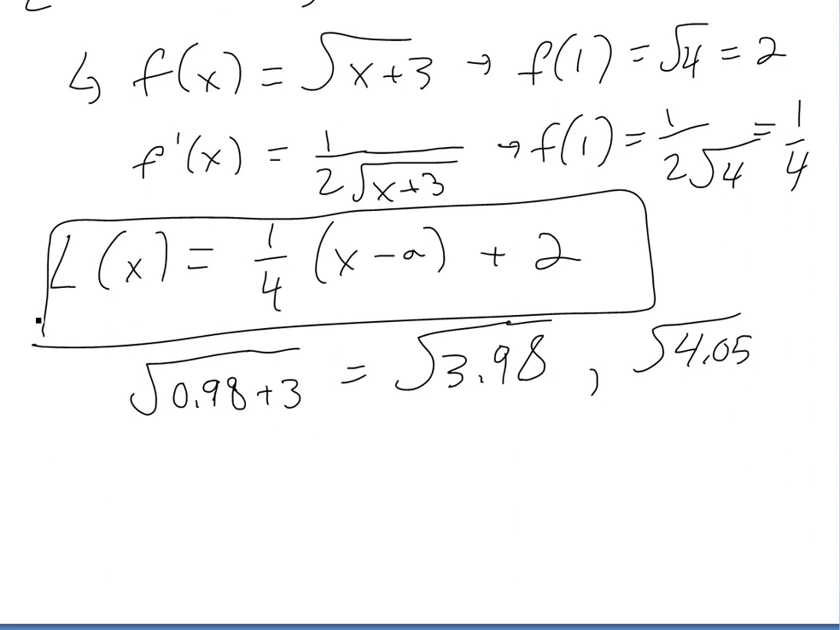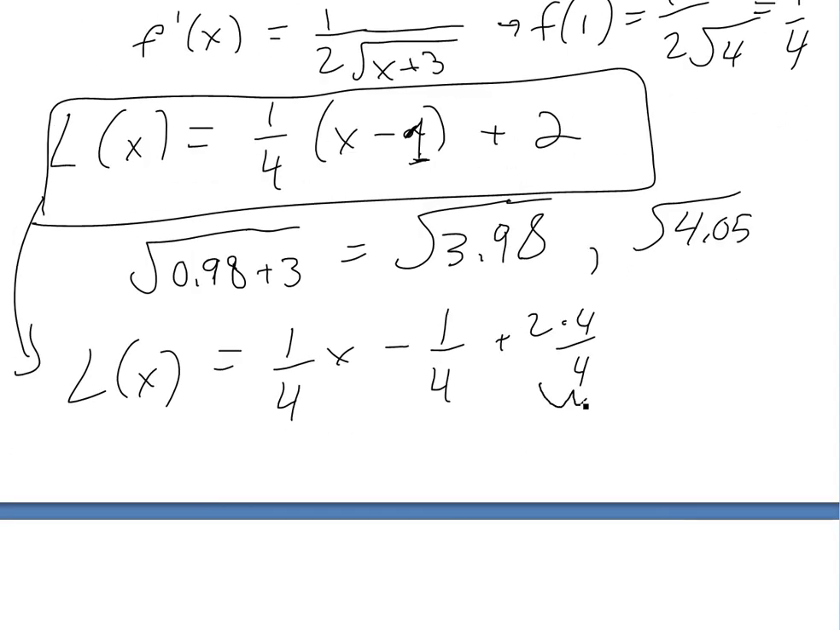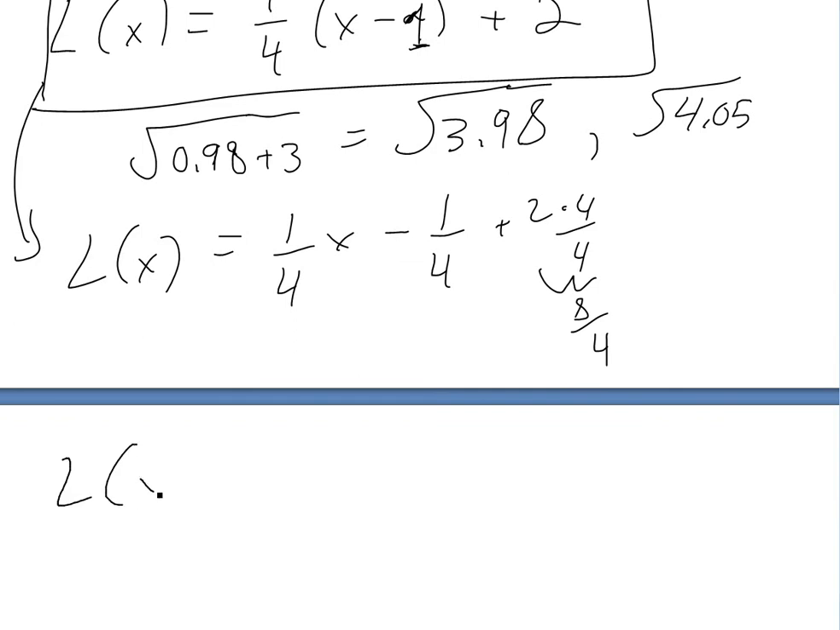Well, actually, this one we can rearrange to simplify further. L of x is equal to, just expand this out, x minus 1, this is 1, this is 1, minus 1 over 4 plus 2. Right, common denominator, 2 times 4 is 8, so this is 8 over 4. And this is going to be 7 over 4. So the simplified linear approximation just equals 1 over 4 x, plus 7 over 4.